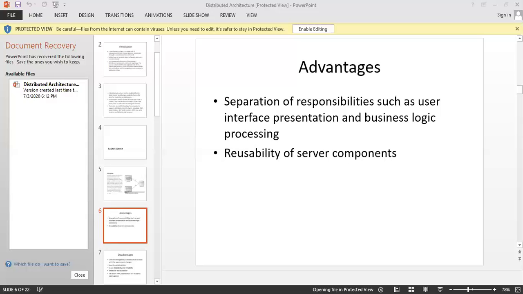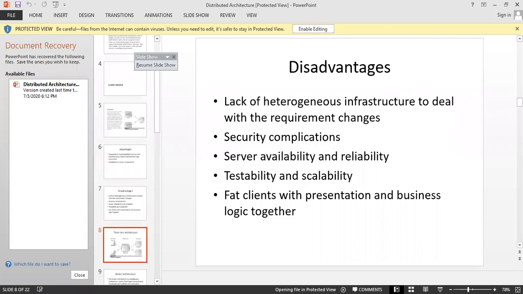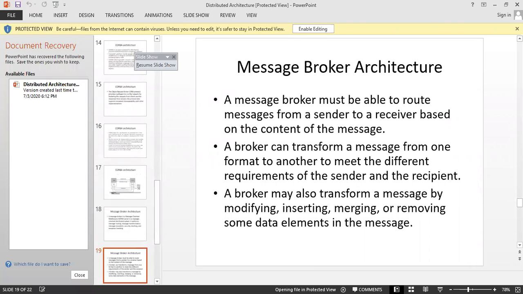A message broker must be able to route messages from a sender to a receiver based on the content of the message. Whatever the content of the message, the broker routes that message to the receiver according to its content. A broker can transform a message from one format to another to meet the different requirements of the sender and the recipient. A broker may also transform a message by modifying, inserting, merging, or removing some data elements in the message.